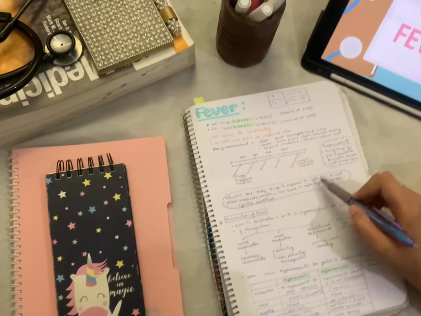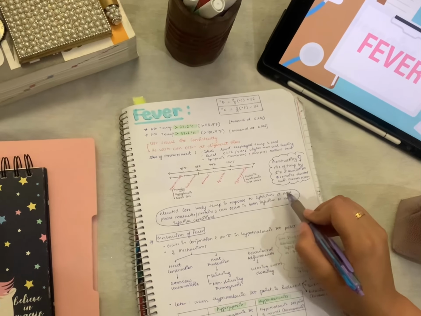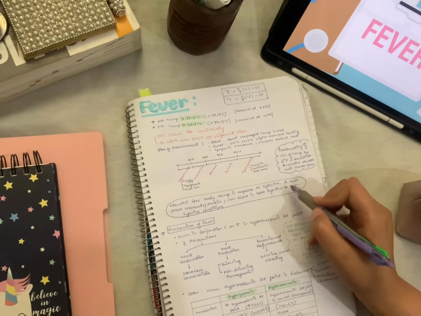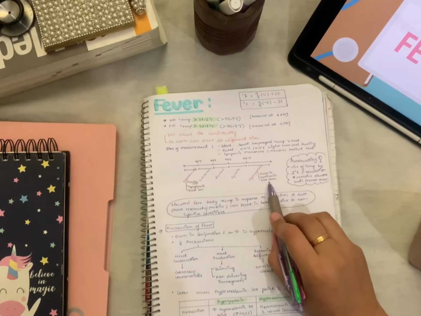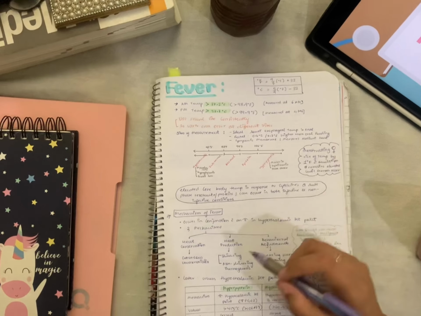So whenever we are looking at fever, it is due to an increase in the body's cytokines and acute phase reactants, and these usually occur in response to what? Infections or non-infectious conditions. Non-infectious conditions can be several, like I have said earlier: heat stroke, blood loss, hypoglycemia. These all are non-infectious causes.